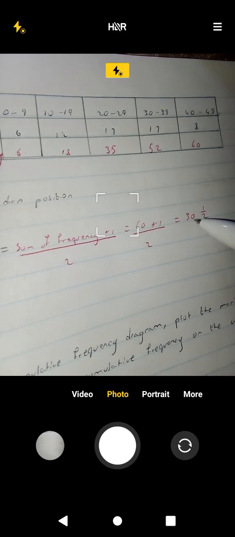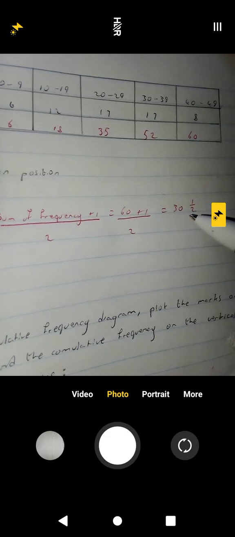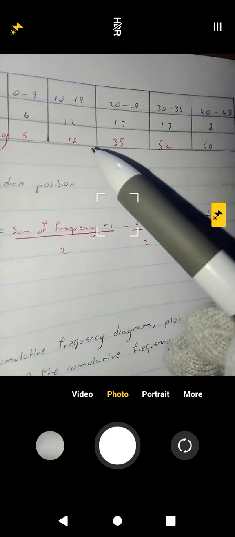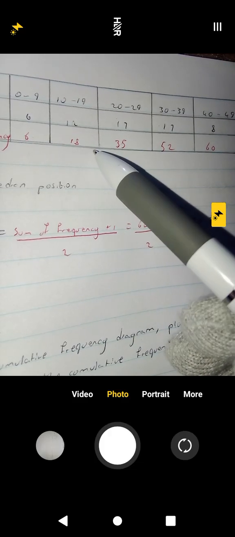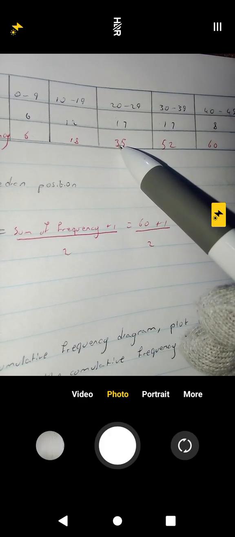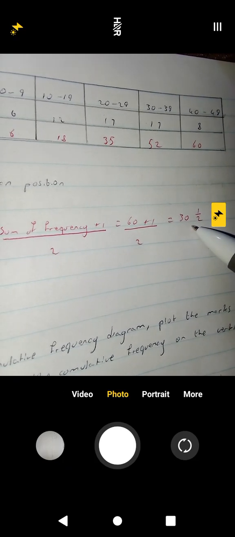But we need somewhere where we can find the 30 and a half position. So we said this column, it lies between 19 and 35. So between 19 and 35 lies 30 and a half, which means the median class, or the median group, or the median mark is 20 to 29.